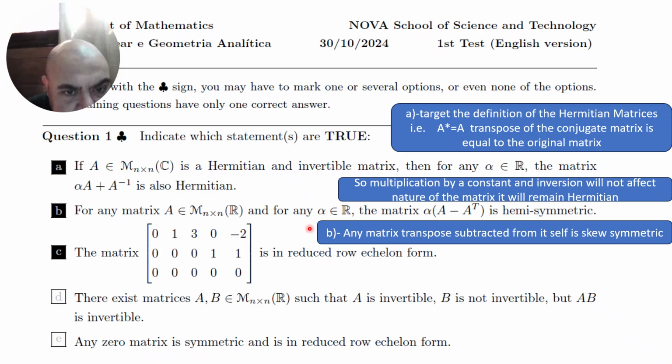And this condition is okay. So it is a correct answer. So if you choose E, choose E. I'm reading very carefully. Any matrix transposition subtracted from itself is a skew symmetric and it's not going to be affected by the constant number.